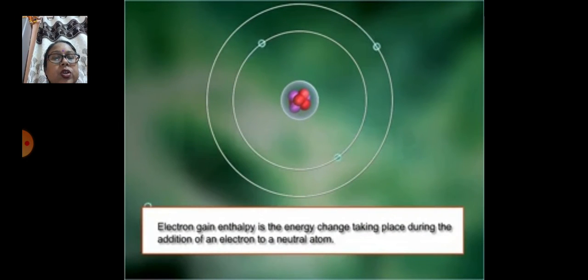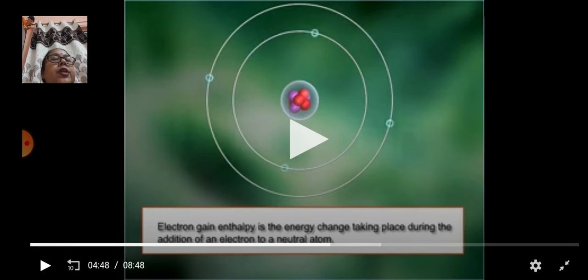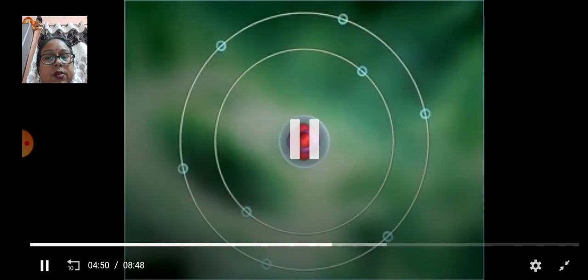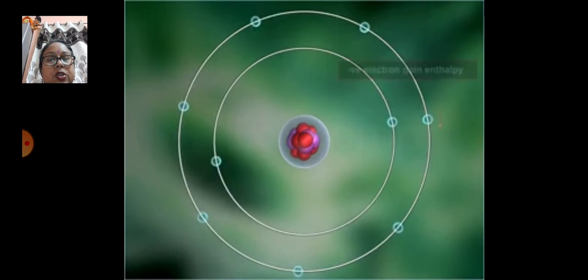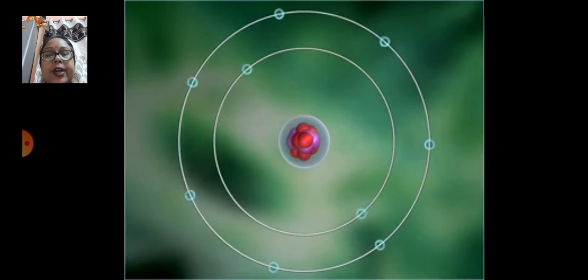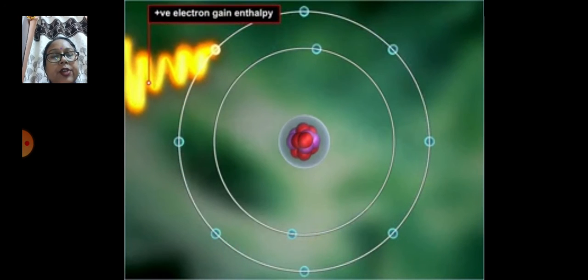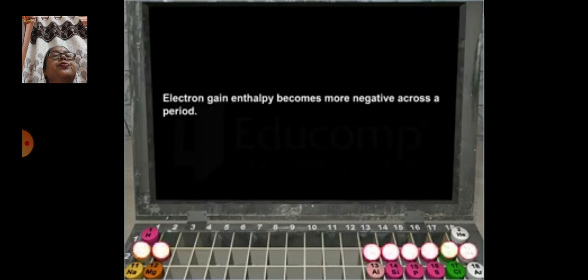Now let us explore electron gain enthalpy. Electron gain enthalpy is the energy change taking place during the addition of an electron to a neutral atom. The electron gain enthalpy is negative if energy is released during the addition of an electron. On the other hand, if energy is absorbed during the process, electron gain enthalpy is positive.